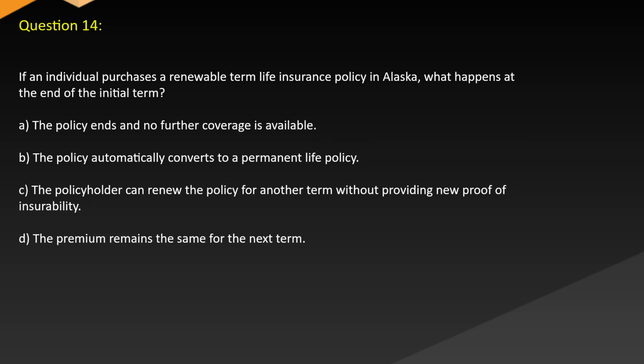Question 14. If an individual purchases a renewable term life insurance policy in Alaska, what happens at the end of the initial term? A. The policy ends and no further coverage is available. B. The policy automatically converts to a permanent life policy. C. The policyholder can renew the policy for another term without providing new proof of insurability. D. The premium remains the same for the next term.